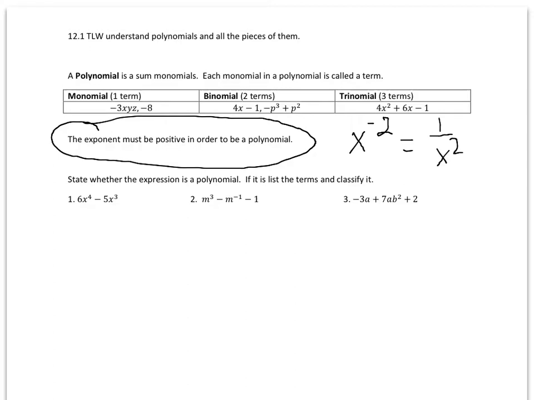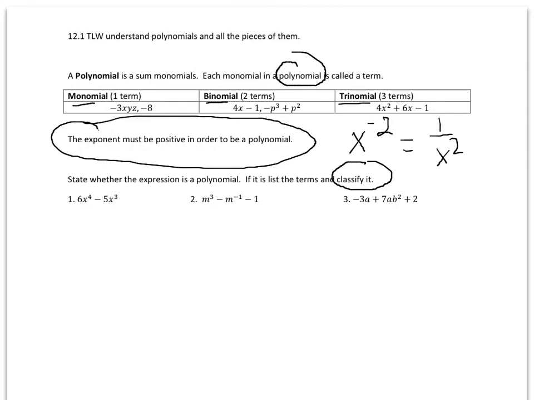So let's take a look at the first directions here. It says state whether the expression is a polynomial. If it is, list the terms and classify it. When it says classify it, that means, is it a monomial, binomial, trinomial? And if, let's say, there was one with 5 terms, at that point, we just call it a polynomial. You don't have to get specific. The main, biggest 3 choices you have to classify are monomial, binomial, trinomial.